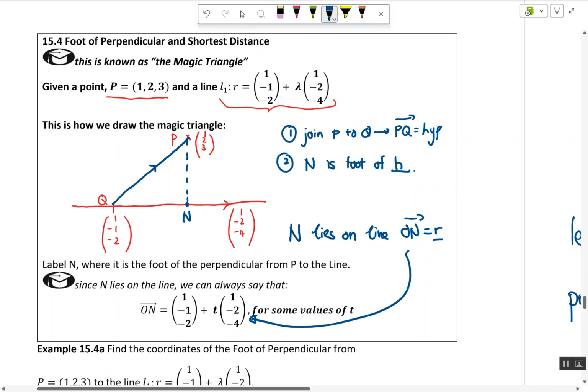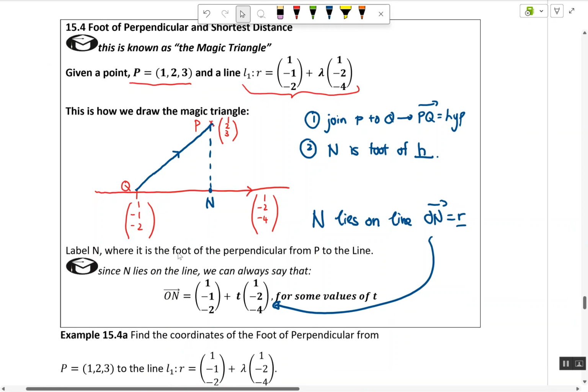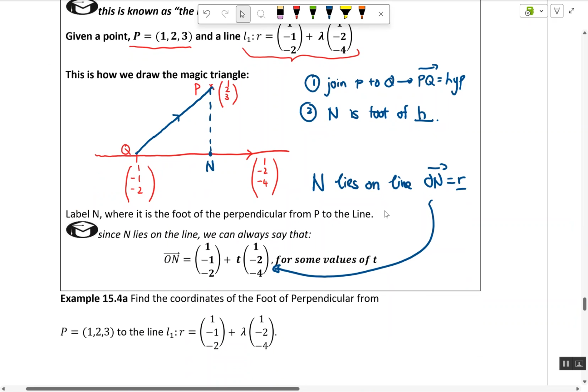This is a super important concept that students cannot understand and cannot apply. If you cannot start it right, then it's very hard to do. You cannot say that it's QN, you know. The direction is just a direction. This point ON will satisfy this equation. This 1, negative 2, negative 4 is a direction of QN, but it may not be QN exactly. So you cannot say that it equals QN. ON lies on the line, ON is equals to this.